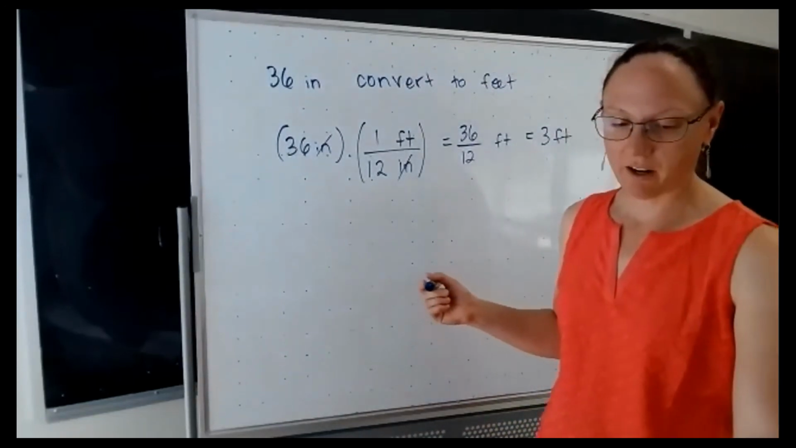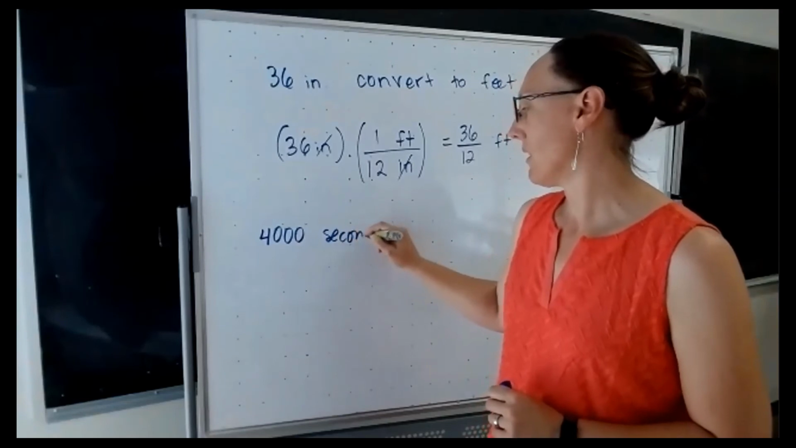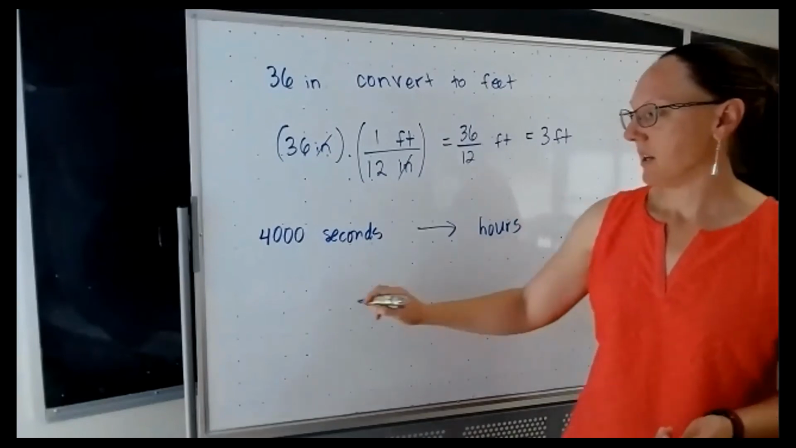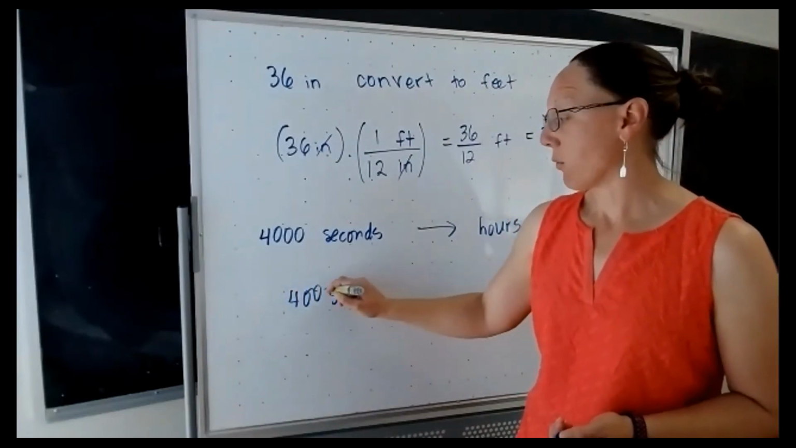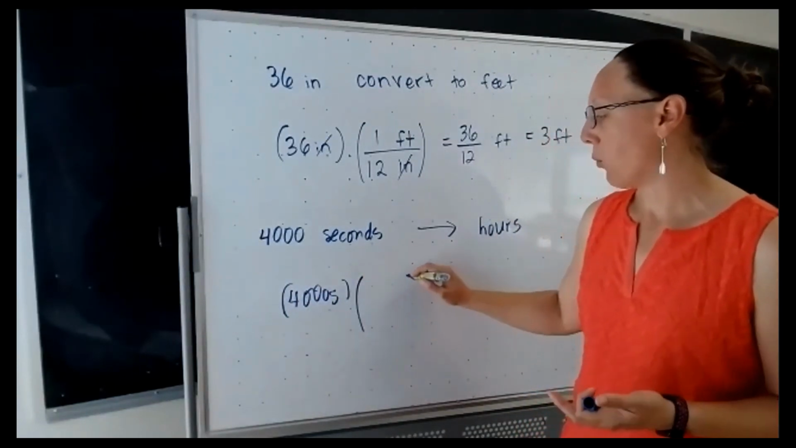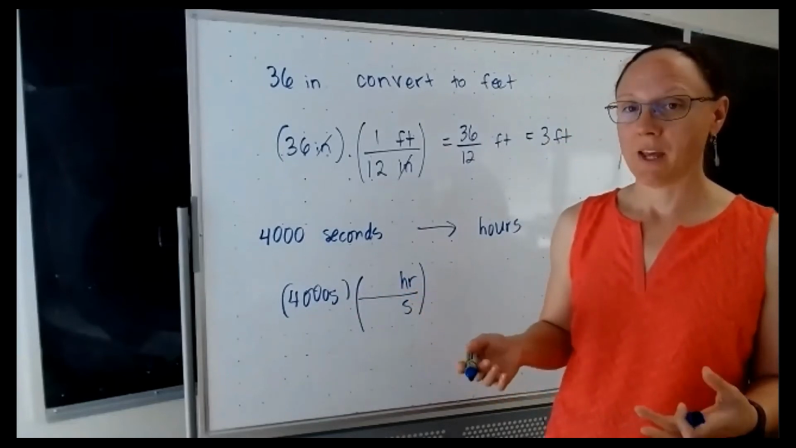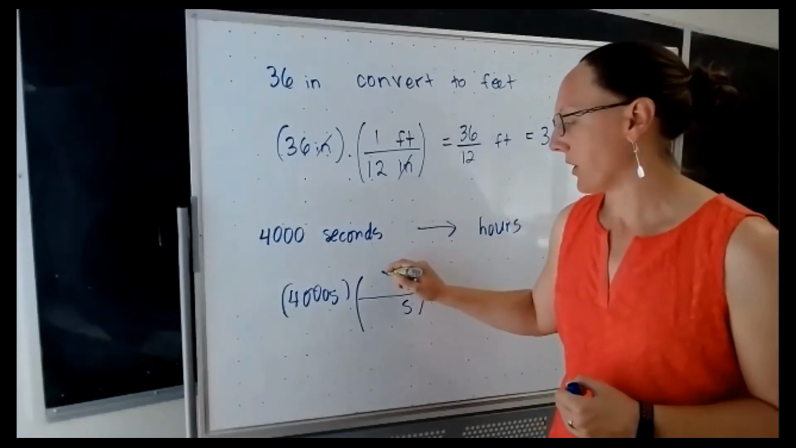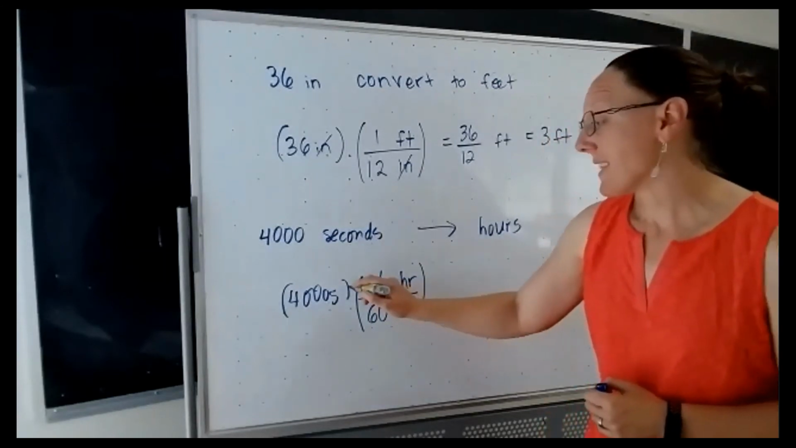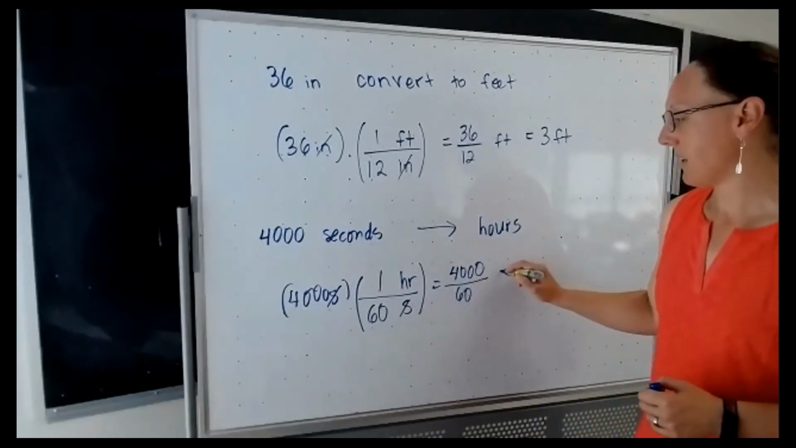If we do another quick conversion here, and I take 4,000 seconds, and I want to convert that into hours. Again, I'm starting with 4,000 seconds. I want to end up with hours, so I'm going to put what I want on the top. I need my seconds to cancel out, so I'm going to put that on the bottom. And then I just need to know, what is the ratio? Well, the ratio is 1 hour to 60 seconds. So my seconds cancel out, and I could write this as 4,000 divided by 60 hours.